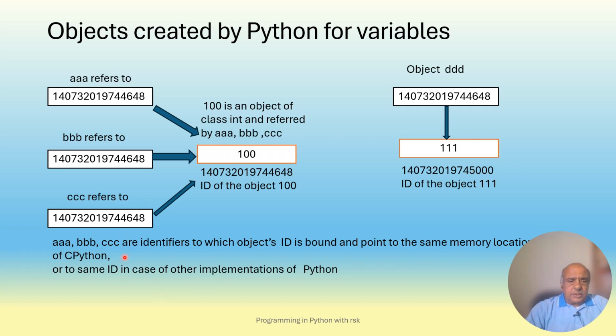AAA, BBB, CCC are identifiers to which the object's ID is bound, and these are all pointing to the same memory location in case of CPython, or they are referring to the same ID in case of other implementations of Python.